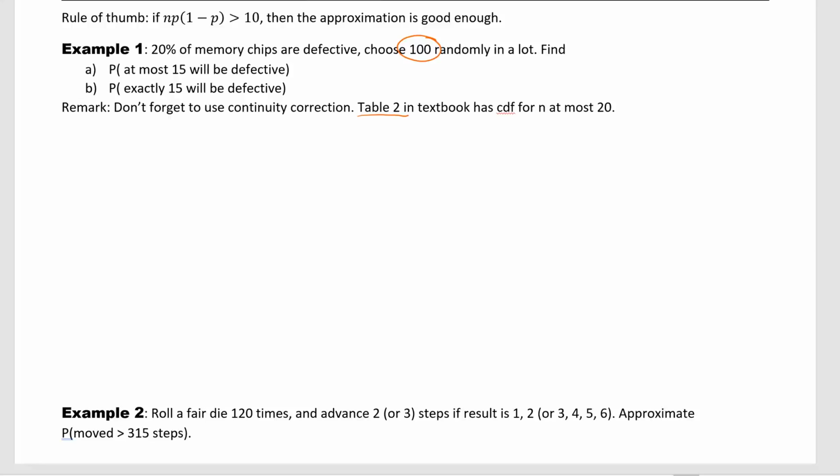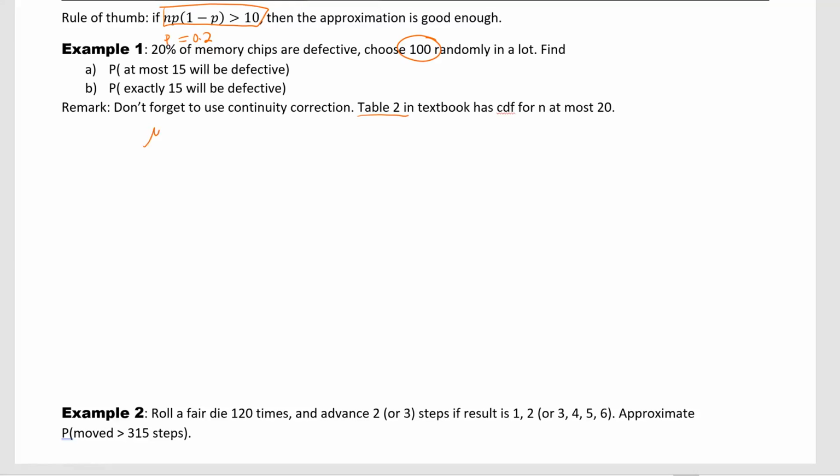But here our p is 0.2. You might say 0.2 is small, isn't it? Then remember our rule of thumb: when the variance is greater than 10, the approximation is good enough. So let's see.